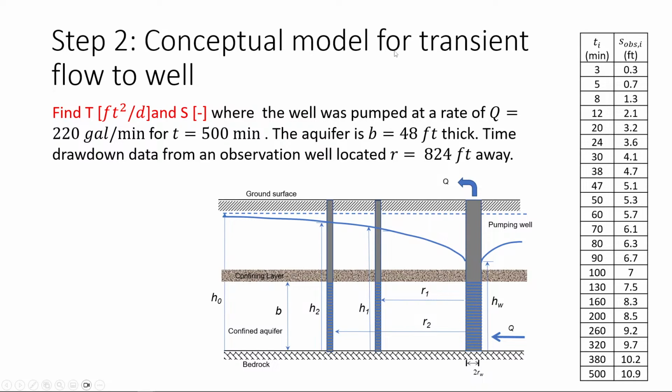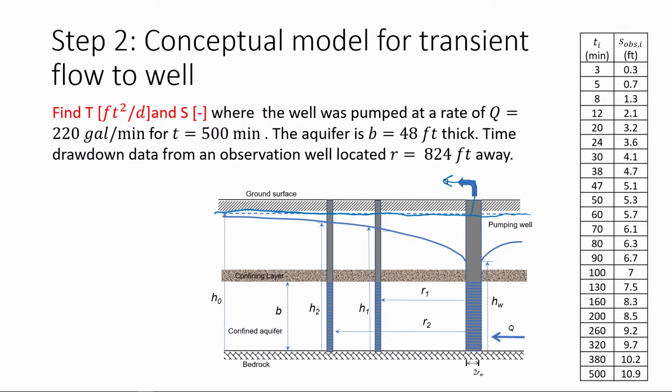So step two, conceptual model for transient flow to a well. So I create a conceptual model. So here is my conceptual model. Here I have the pumping. To estimate K and T, I will keep pumping water, and this is my initial hydraulic head. You see here, this is my initial hydraulic head. And once I pump water, what do you think will happen? My hydraulic head will decline.